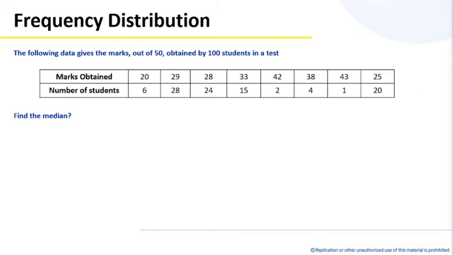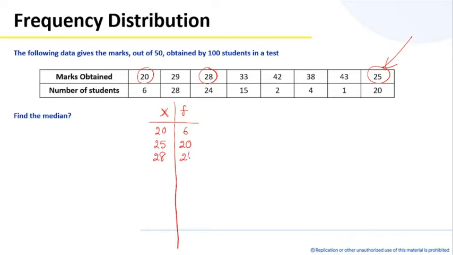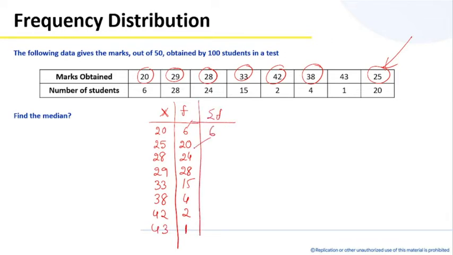Okay, let me start. You should not forget that whenever you are calculating the median, you need to arrange the data in ascending order. So how many 20s do I have? 6. Next bigger data is 25. So intentionally as given here, you need to be very careful. So 25 here, then 20. What is the next bigger number? 28. So 28, 24. I'm hoping that all of you are right. I'm not really sure, but if you have considered this, you might be right as well. 29, 28. Next bigger number, 33, 15, 33, then you have 38, 4, 42, 2, 43, 1. Now let's quickly look at cumulative frequency: 6, 26, 50, 78, and 93.